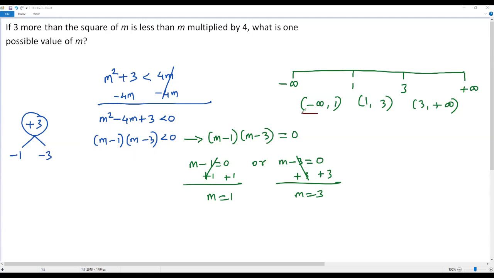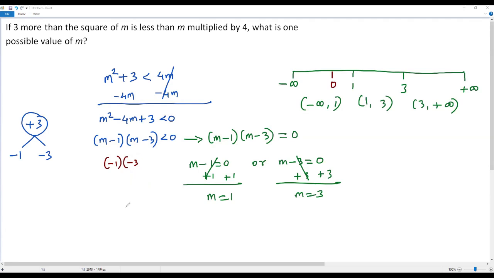Now let me take the first interval, that is negative infinity comma 1. Let me take a random value between negative infinity and 1, so that can be 0. Now I'm going to plug in this 0 for m into this inequality. When I plug in m equals 0 into the first factor, 0 minus 1 will become negative 1. When I plug in m equals 0 here, it will become negative 3, and less than 0. So let's multiply negative 1 and negative 3. Negative times negative is positive, 1 times 3 is 3, 3 less than 0. So clearly it's a false statement because a positive value cannot be less than 0.